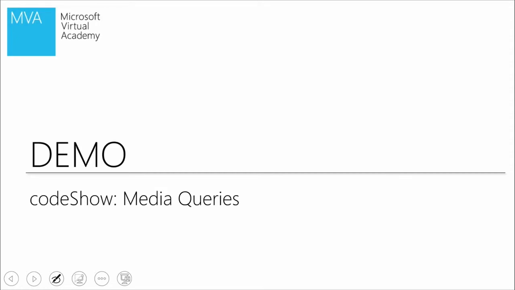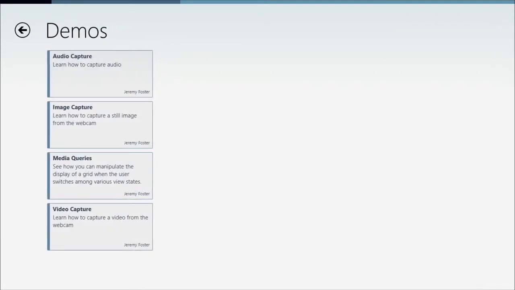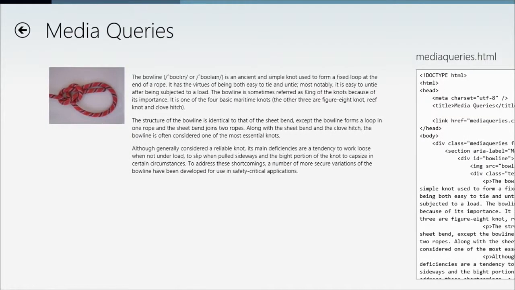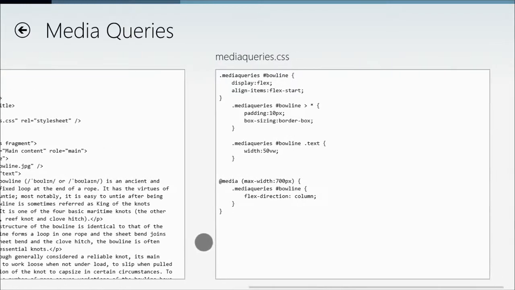I've got another demo for you for media queries. So let's go back to the hub and type media. You'll find the media queries demo. We'll jump into it. And voila, it's another knot. Sorry, I love knots. This is the bowline knot. If you don't know it, you probably should learn it. It's a really important one.